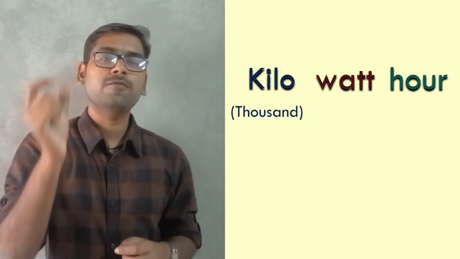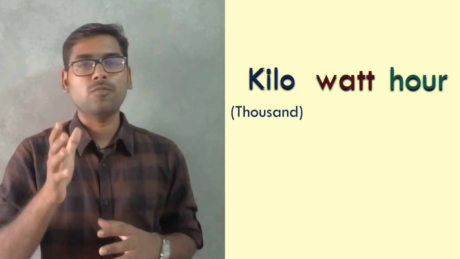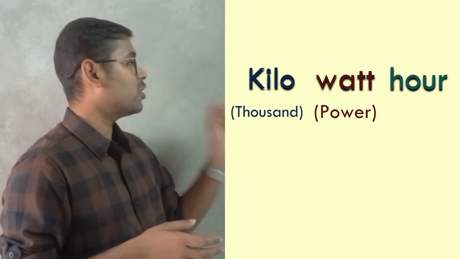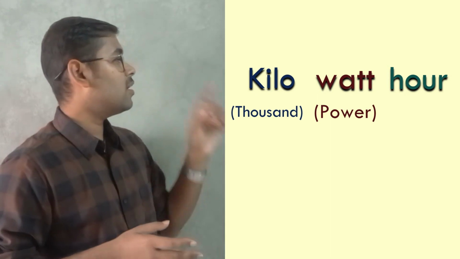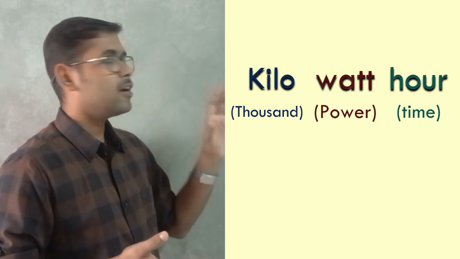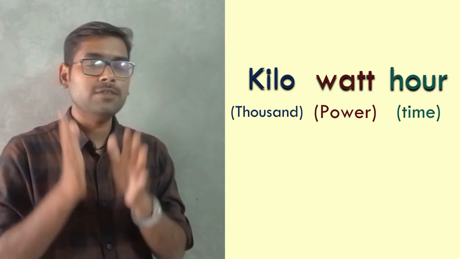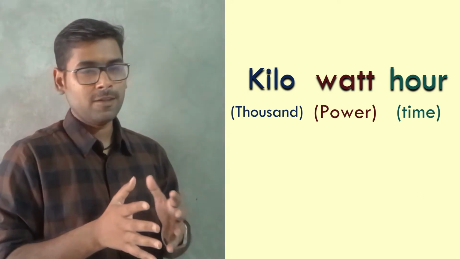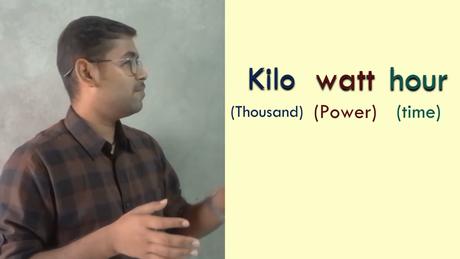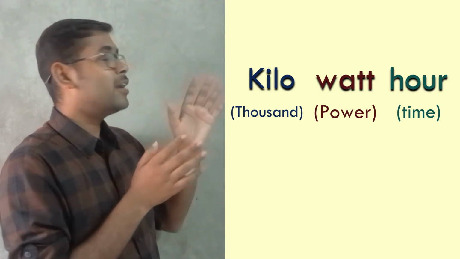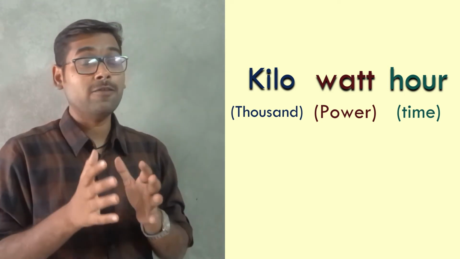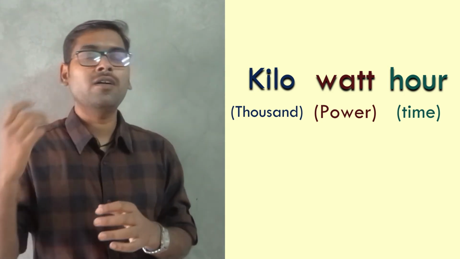Just like if you add kilo in front of meter, you will get bigger unit known as kilometer. And then watt here is the unit of power, named in the honor of Scottish physicist James Watt. And then hour is the unit of time. So, this unit watt hour is the unit of a physical quantity which is the combination of power and time. This also implies that watt hour cannot be the unit of power or time alone.